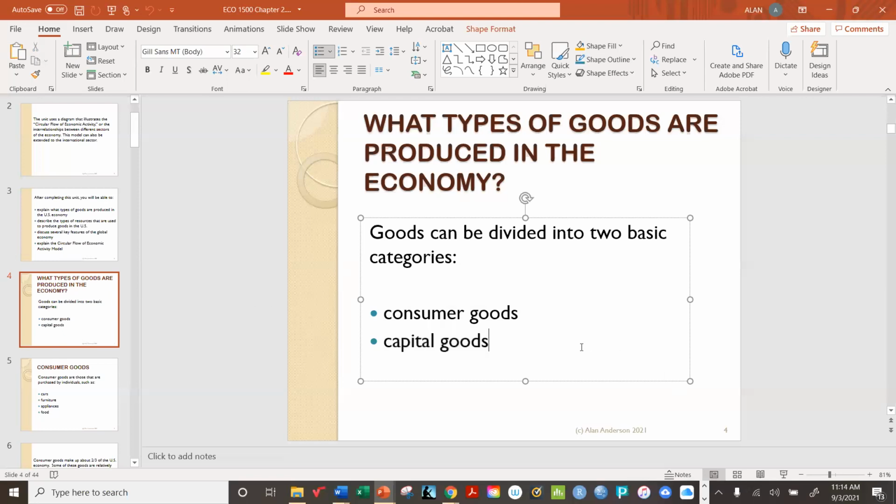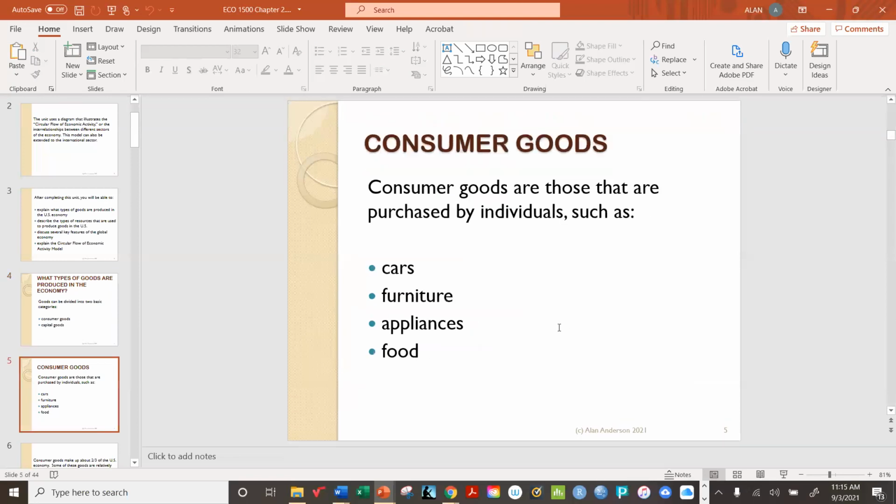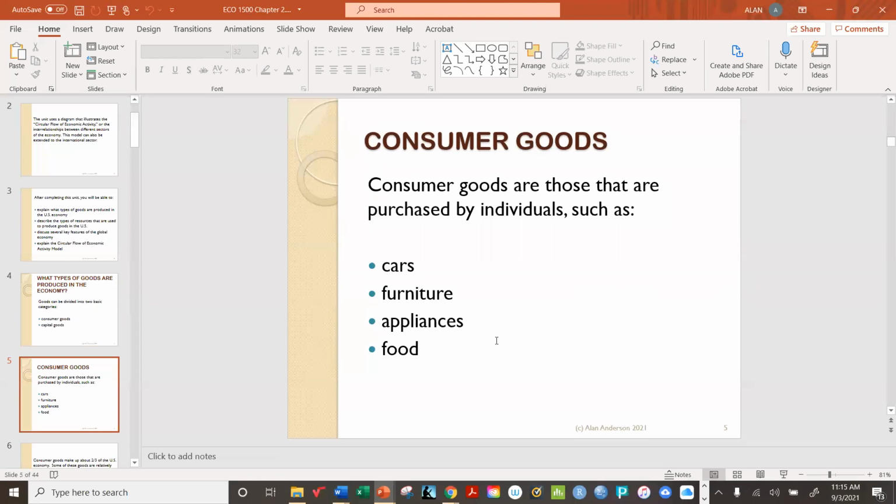Now, capital goods are typically bought by businesses, of course. Consumer goods are bought by individuals. So there's a need for both of these in the economy. Some companies focus on producing capital goods, and some focus on producing consumer goods. So consumer goods, as I've just said, are bought by individuals, and they can include things like cars and furniture and appliances and food and you name it. Anything that people buy is considered to be a consumer good, unless it's being used to produce goods for other consumers.